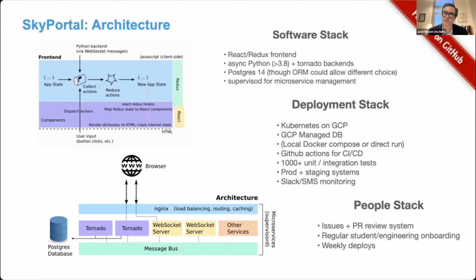GitHub Actions are used for CI/CD, and we now have over 1,000 unit and integration tests. So every time we deploy, we sort of know what we're getting ourselves into. Every time we merge a PR, we know what we're getting ourselves into.